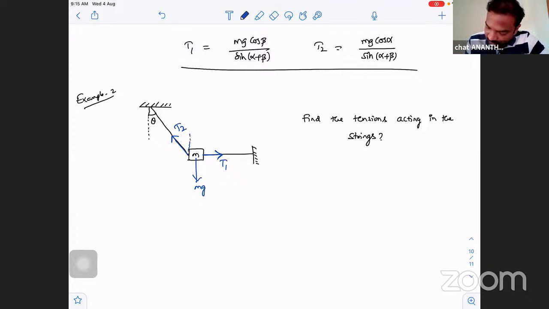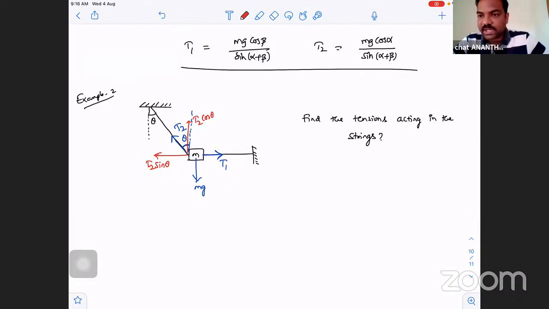So now if I make a vertical, then what should this angle be? Theta. So then I can make components. T1 is horizontal, no need to make a component. Mg is vertical, no need to make a component. If any forces are horizontal or vertical, no need to make components. You have to make components for forces which are not horizontal, not vertical. If I make components of T2, then I'll get T2 cos theta, and the other one is T2 sin theta.